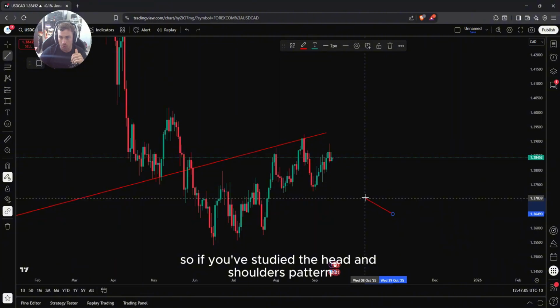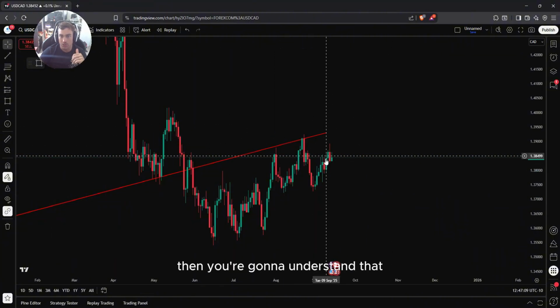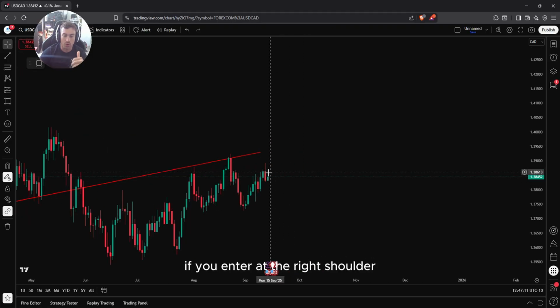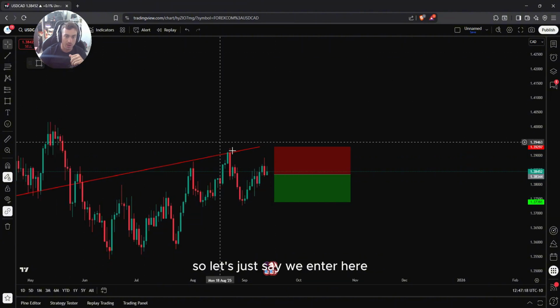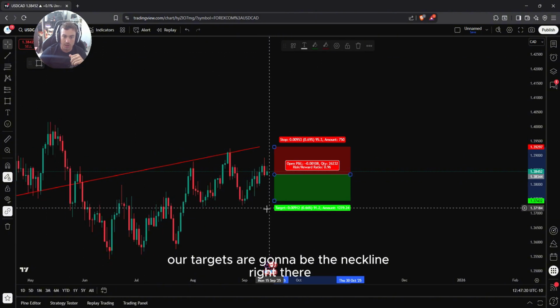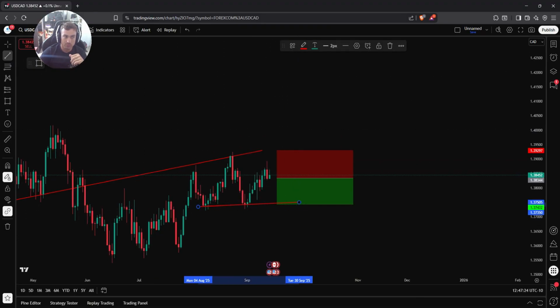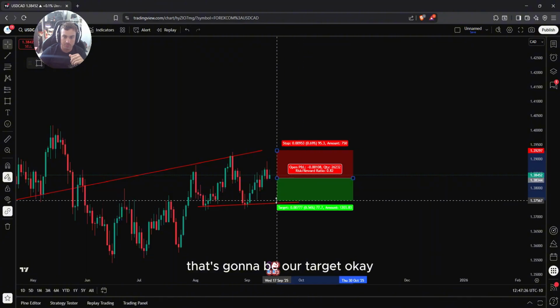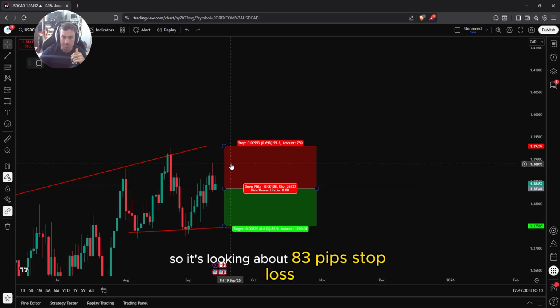All right, so if you've studied the head and shoulders pattern, then you're going to understand that if you enter at the right shoulder, then you should be targeting the neckline. Okay, so let's just say we enter here. Our targets are going to be neckline right there. This is the neckline. That's going to be our target. Okay, so it's looking about 83 pips.